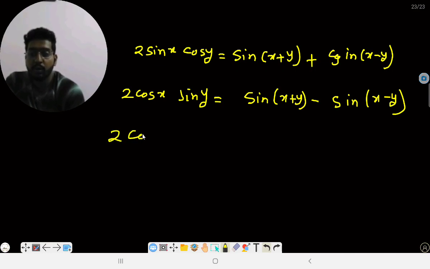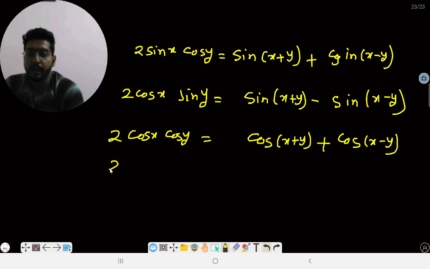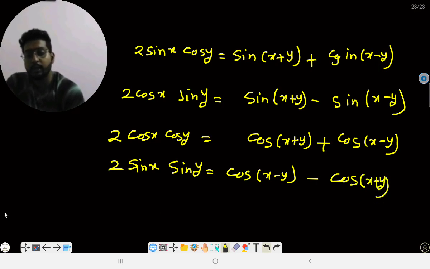Now 2 cos x cos y. What is cos x cos y? That will be cos(x plus y) plus cos(x minus y). And next is 2 sin x sin y. So that will be cos(x minus y) minus cos(x plus y), like this.